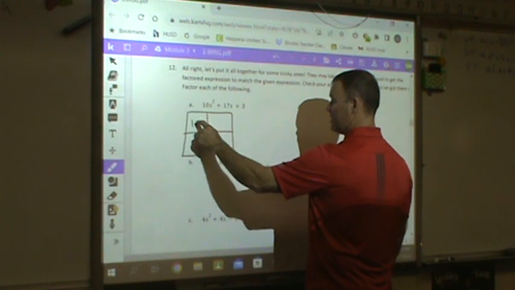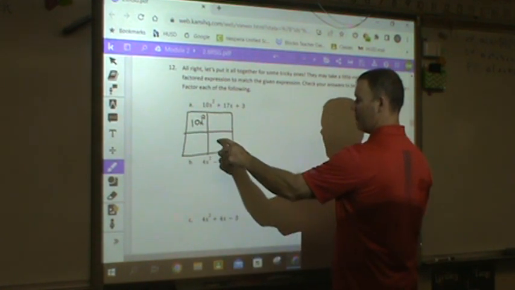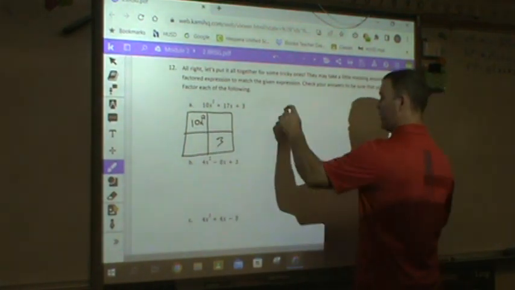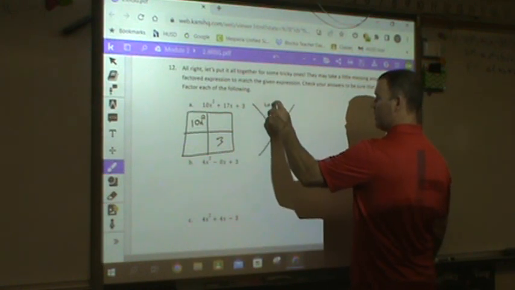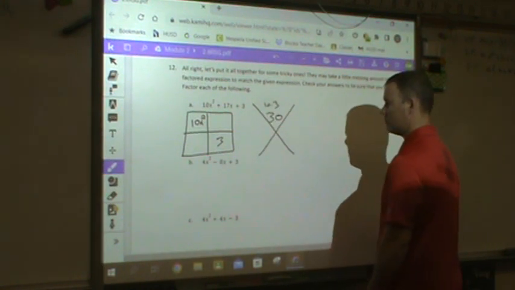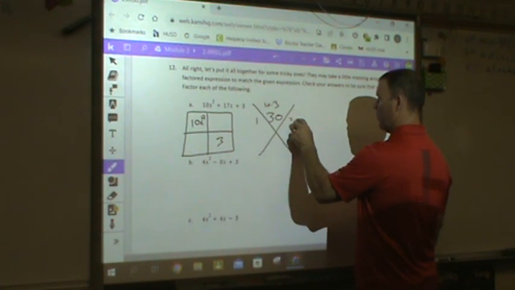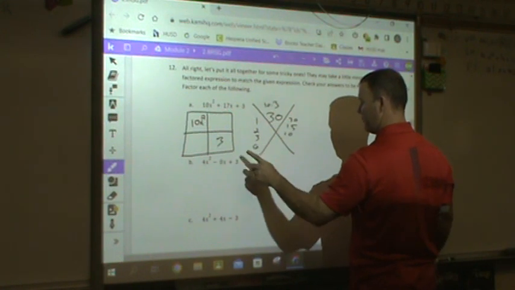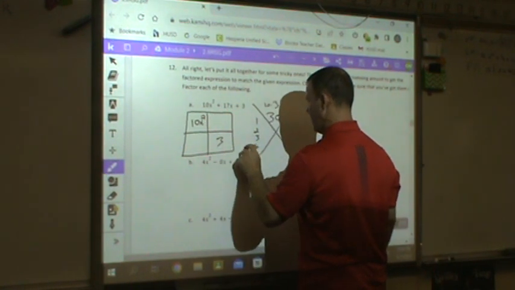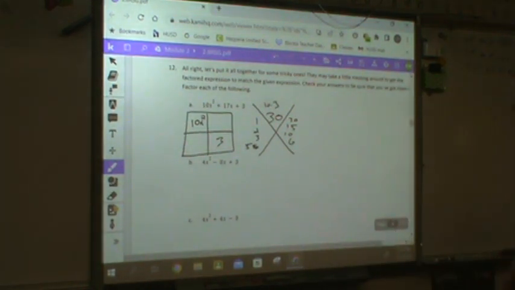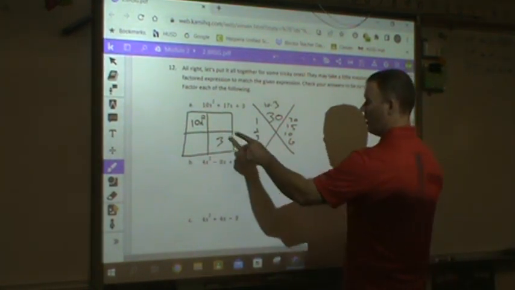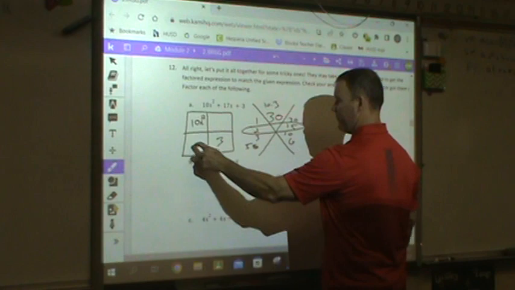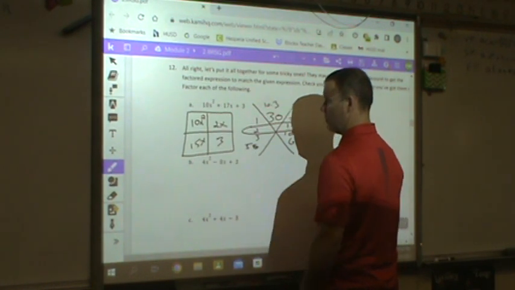What goes in this upper corner? 10x squared. What goes in the bottom? 3. Regardless of using the box or factor by grouping, I've got to list my factors. 10 times 3 is 30. List my factors: 1 and 30, 2 and 15, 3 and 10, 5 and 6. 7, no, 8, no, 9, no, 10, yes, listed. What goes in these boxes? Well, I want 17. The only way to get 17 is positive 15, positive 2.